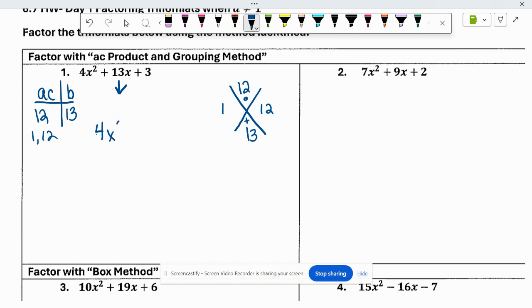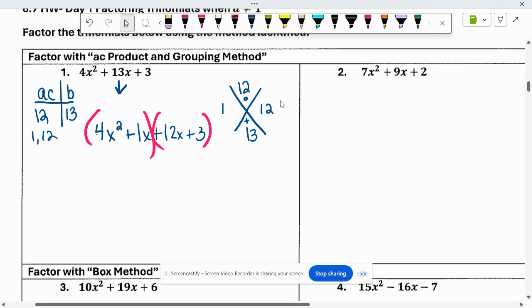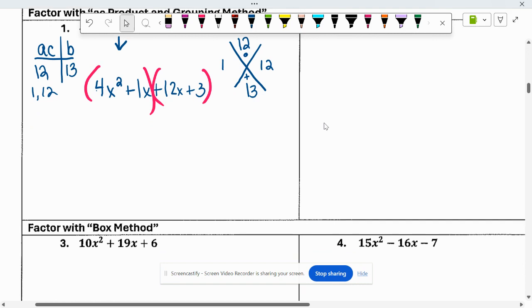So I rewrite my problem: 4x squared plus 1x plus 12x plus 3. I have to group with 4 terms. That's the only way that I can group. Divide it into 2 binomials. I'm going to stop right there. Okay. Let's look at the next one.